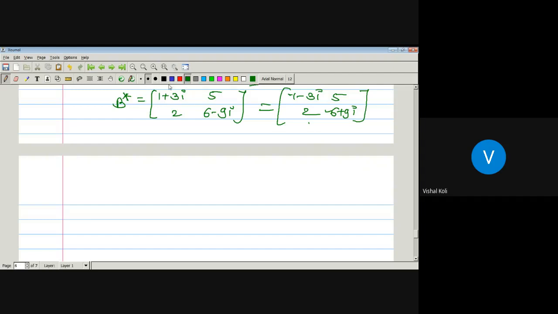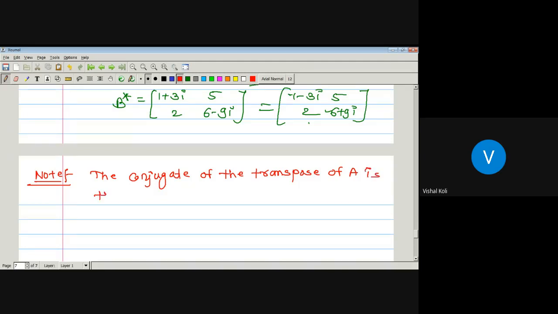And there is one important note. The conjugate of the transpose of A is the same as the transpose of the conjugate of A.